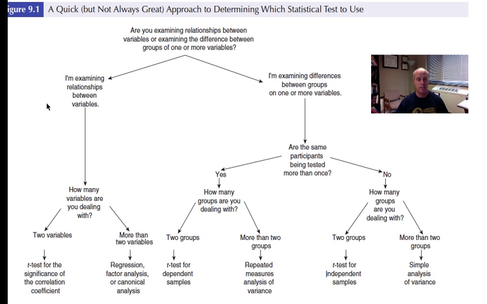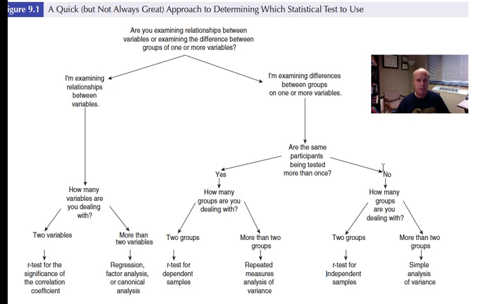All right, back to our map here. So we've gone down this side, between variables with more than two. We've gone down this side, participants being tested more than once, comparing pre and post. We don't actually have anything in Ollie's data set. I don't think that, I'll have to think about that, but I'm going to skip this one.